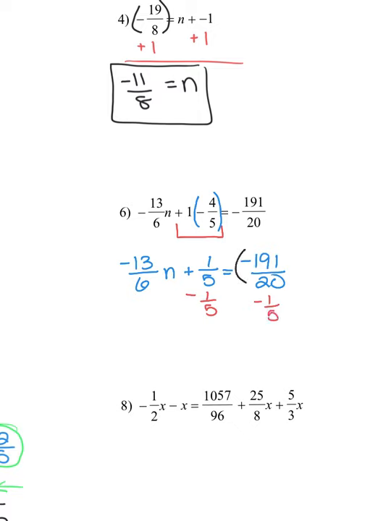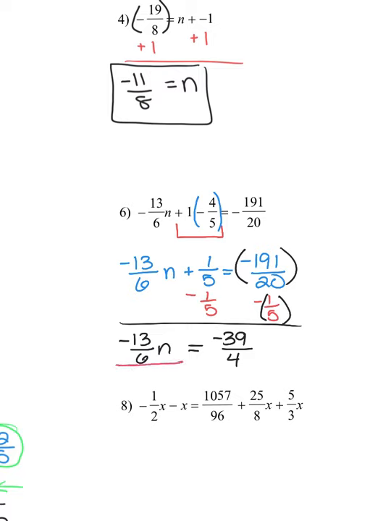Again, to get the n by itself, I'm going to move this number, so minus 1/5, minus 1/5. If I'm doing this in the calculator, which I'm sure most of you are, parentheses, negative 191/20 minus parentheses 1 divided by 5. You should get negative 13/6n equals, if we do that in the calculator, we get negative 39/4.